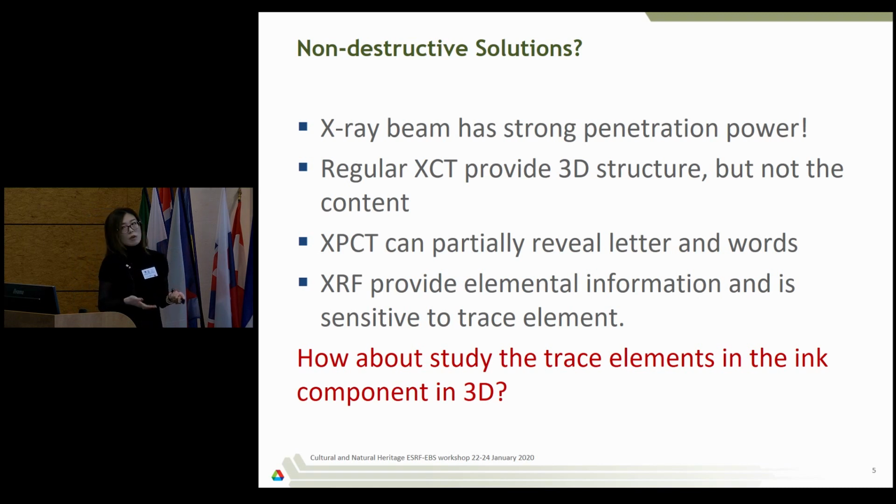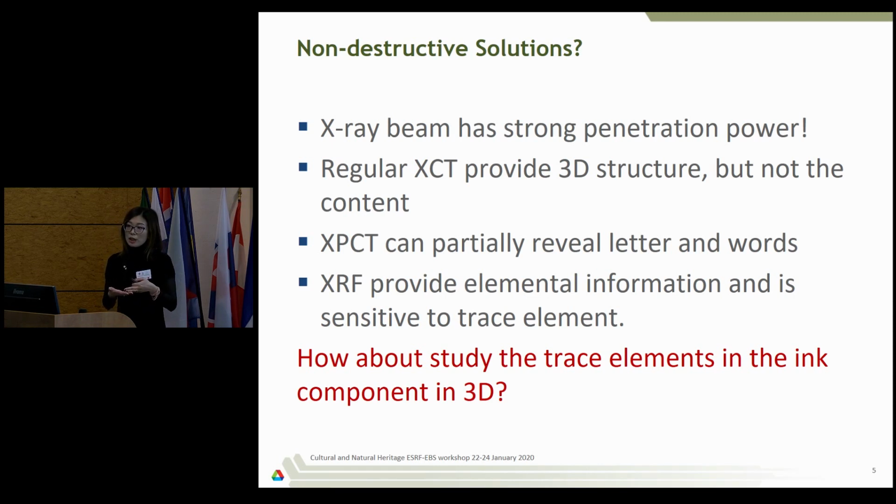With physically unrolling impossible, scientists started to reach for non-destructive methods, and X-ray, because X-ray has a strong penetration power, gives us the possibility to study these papyrus rolls in situ without unrolling them. And with the advent of the third generation synchrotron, which gives us really high X-ray flux, it makes it easy to study with X-ray CT to resolve the 3D structure of the papyrus.